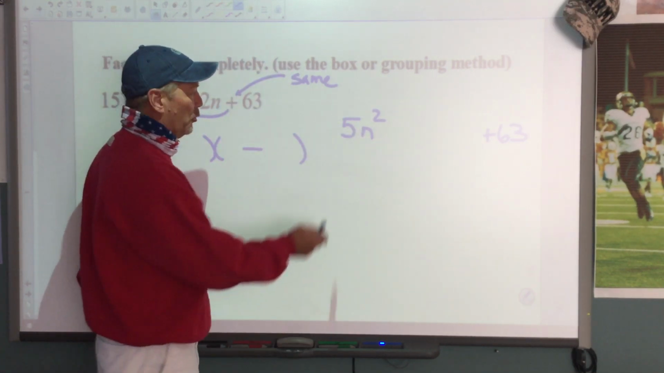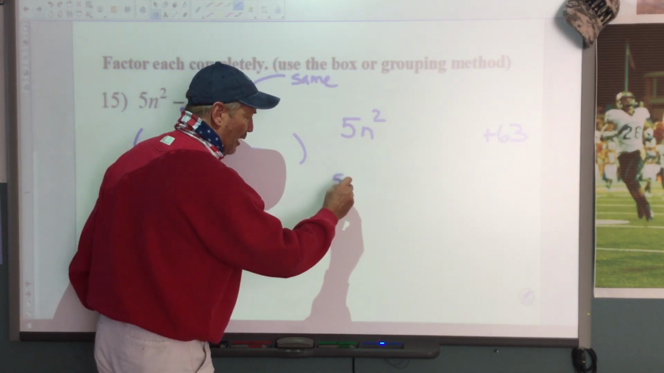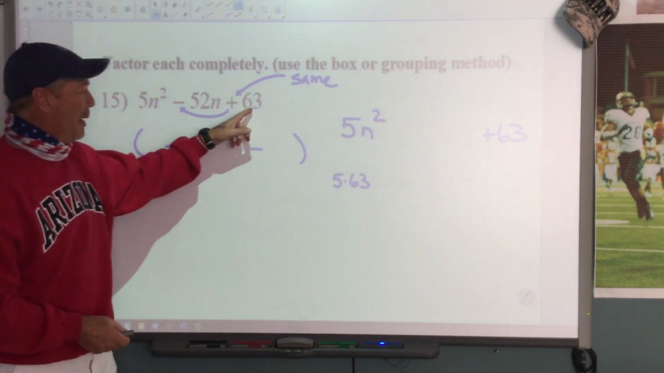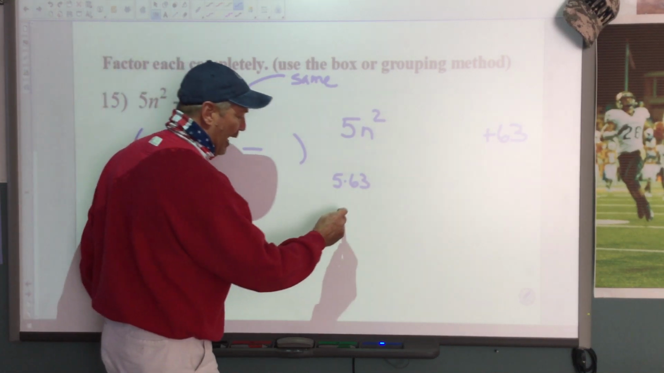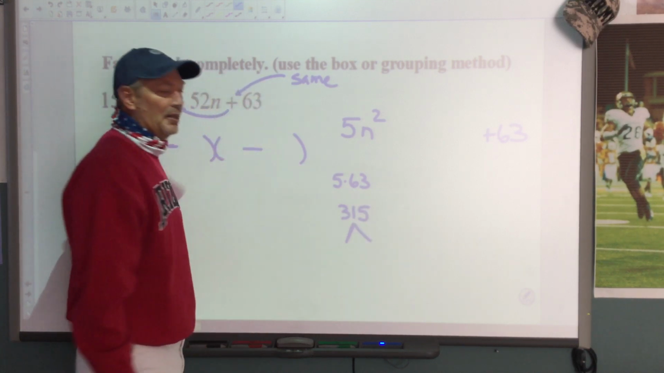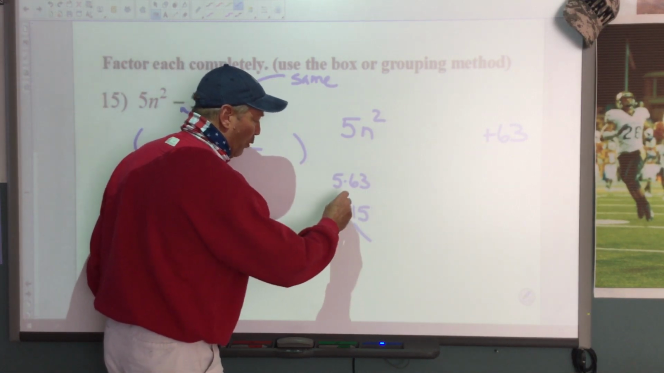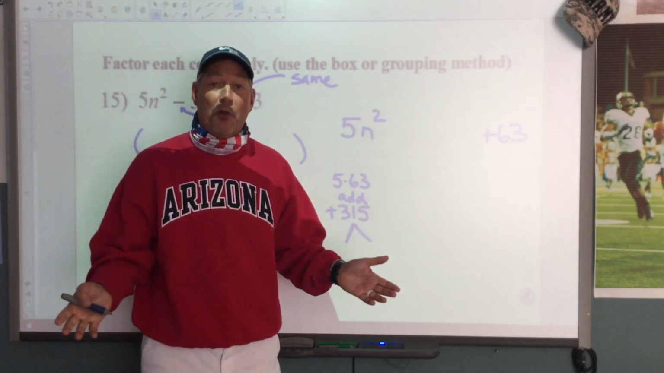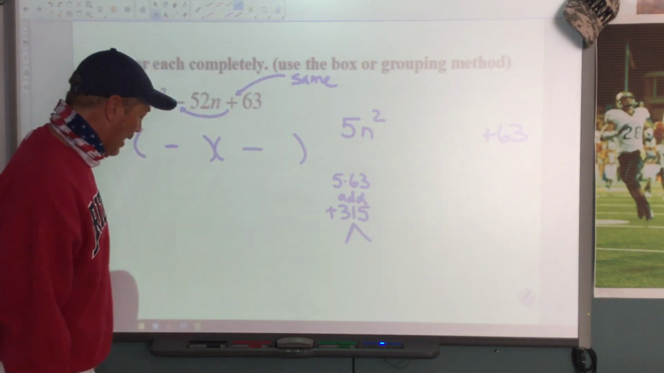So I'm going to ask you to multiply these together: 5 times 63. The front coefficient and the back term. When I multiply these together, I get the number 315. That's the combination I need to find. I know it's a positive 315, and we're going to end up adding. Geez, I don't know all those combinations. Remember what we said, we can go to the calculator.